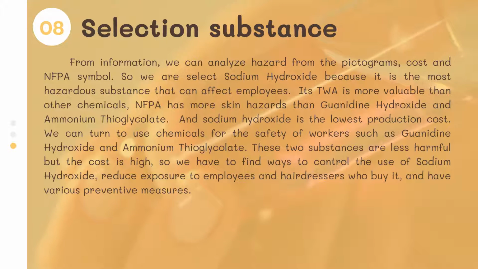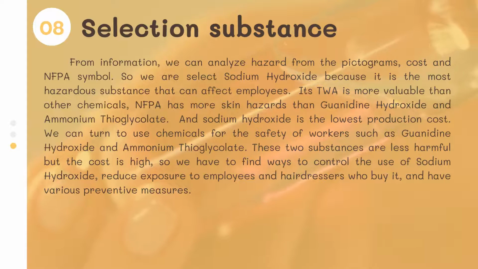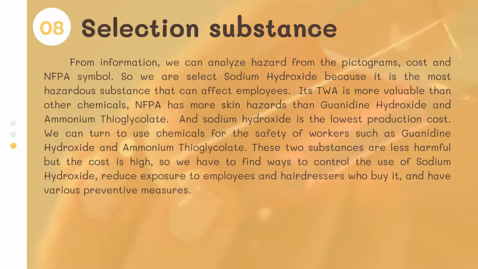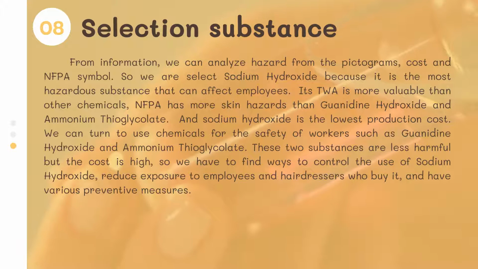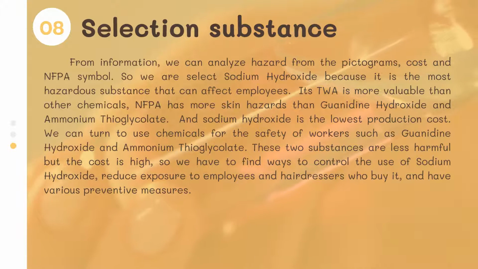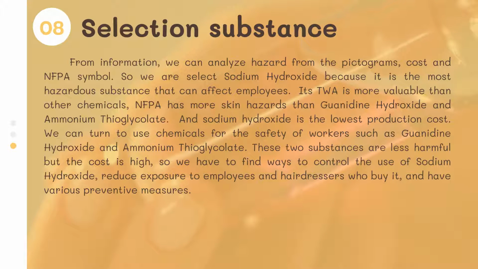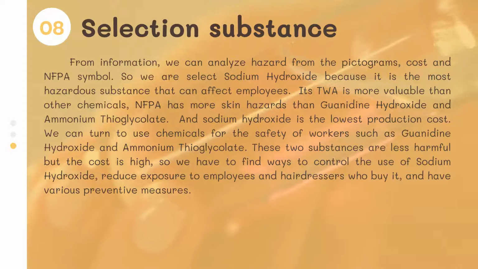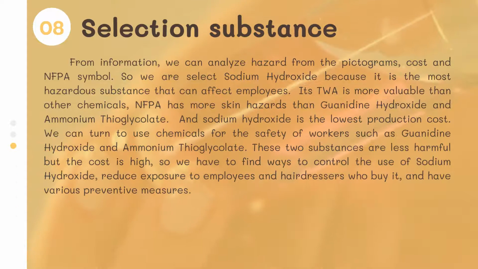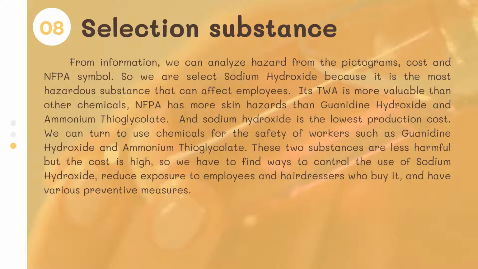We can turn to use chemicals that are safer, such as guanidine hydroxide and ammonium thioglycolate. These two substances are less harmful, but the cost is high, so we have to find ways to control the use of sodium hydroxide, reduce exposure to employees and hairdressers who buy it, and have various preventive measures.